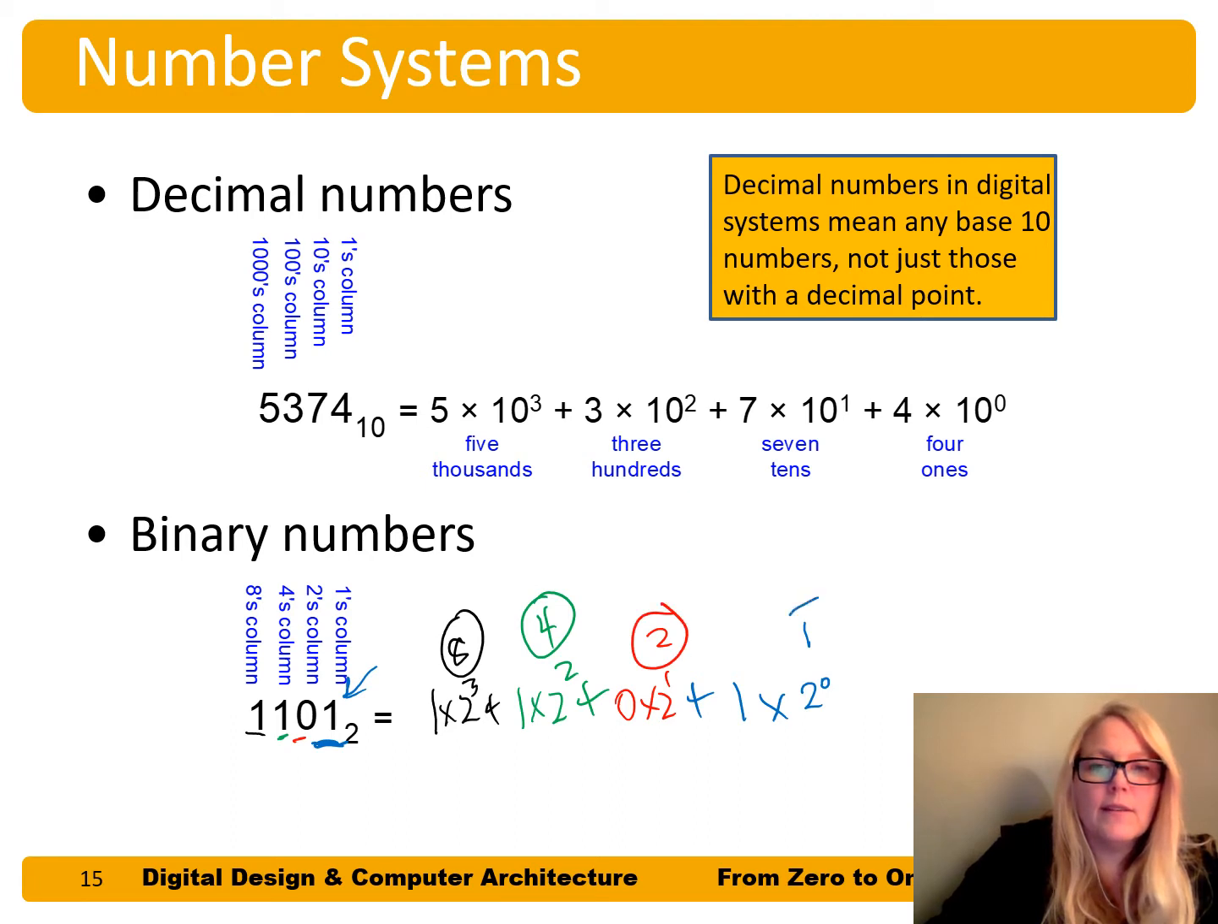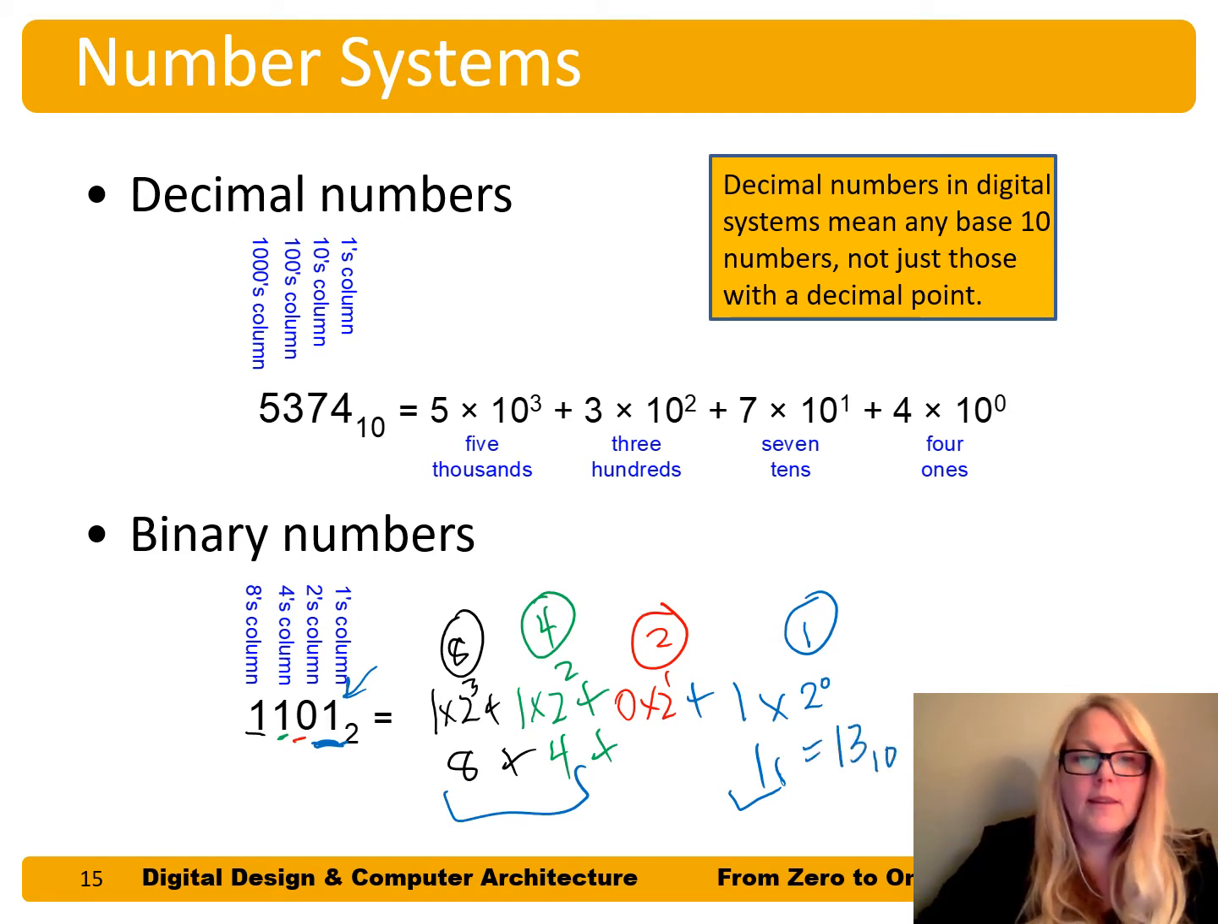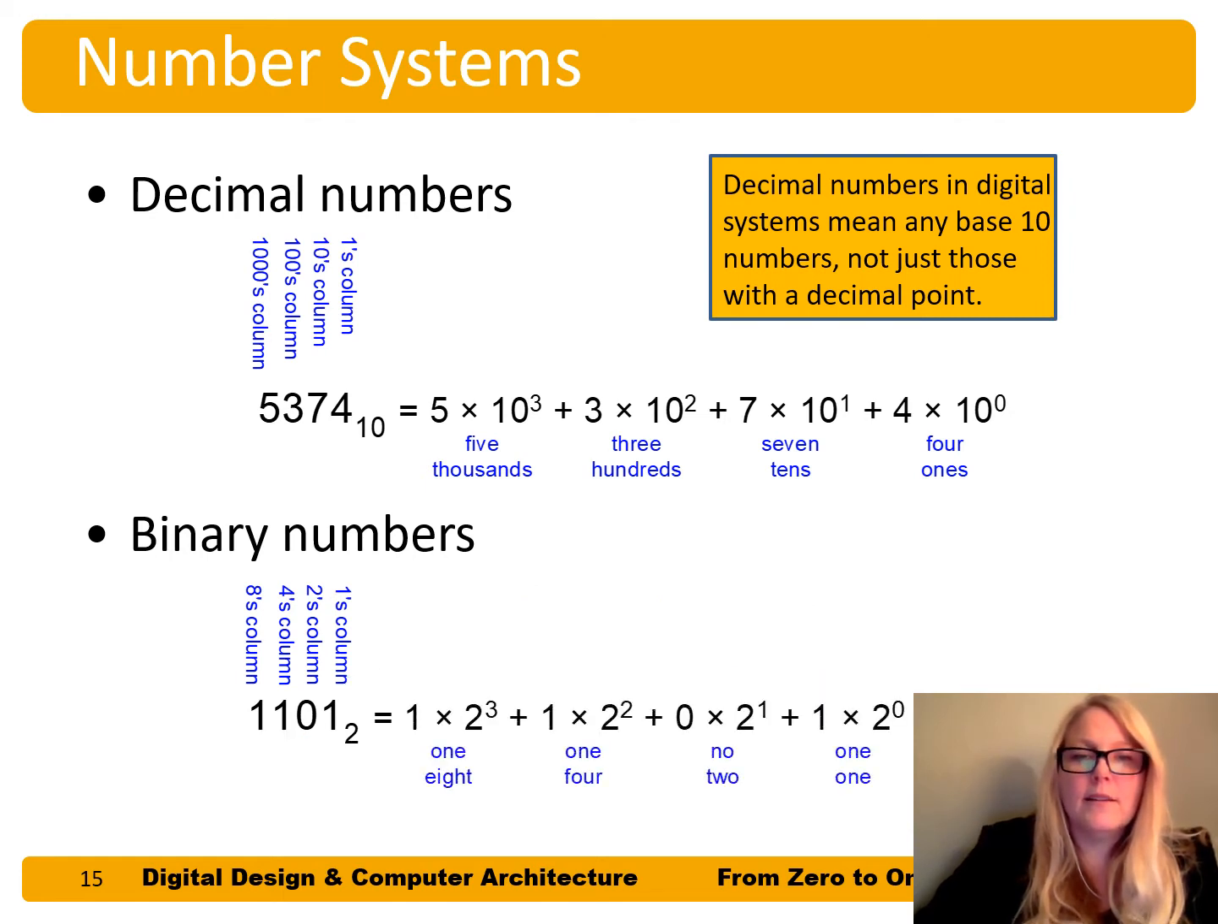And so we have all of these values. We have 1 times 8, which is 8, plus 1 times 4, which is 4, plus, we don't have anything in the twos place, but we do in the ones place. And so we get 8 plus 4 plus 1, 8 plus 4 is 12, plus 1 equals 13 base 10. And so 1101 in binary is 13 base 10.